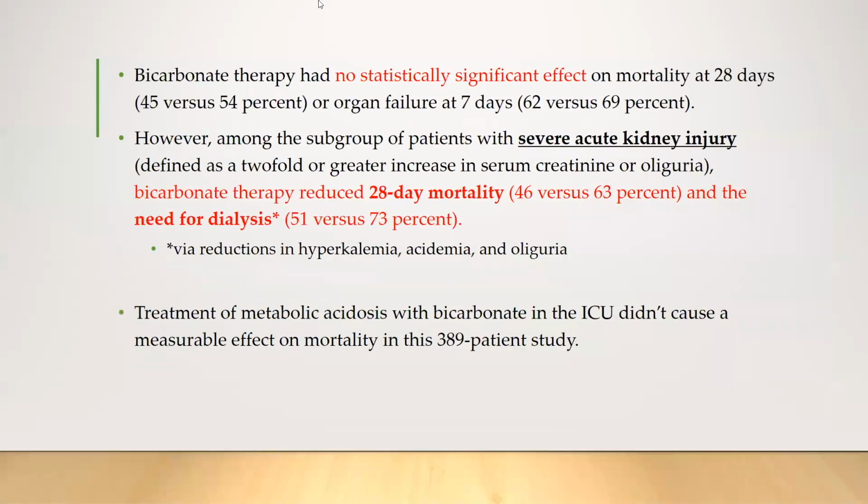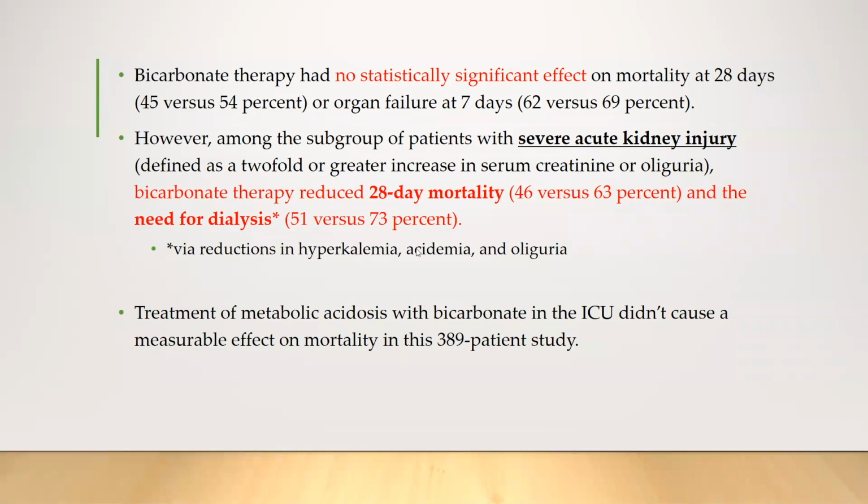So this is briefly the outcome of the trial. It showed that bicarb therapy had no statistically significant effect on mortality at 28 days or organ failure at 7 days. So there was no difference overall. But among a subgroup of patients with severe acute kidney injury, AKIN 3 and above, we found that bicarb therapy reduced 28-day mortality, and also the need for dialysis, by reductions in hyperkalemia, acidemia, and oliguria, which are the common indications for renal replacement therapy.